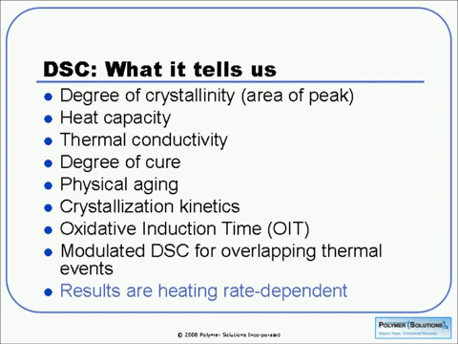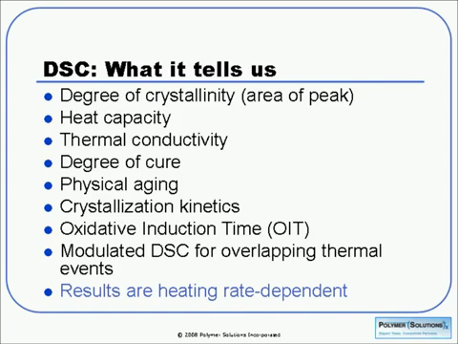Now, most of the time, we're going to be ramping at some known rate, perhaps 10 C a minute, and we're usually using nitrogen as a purge gas so that we're not having any kind of reactions occurring in our instruments. So what can it tell us?